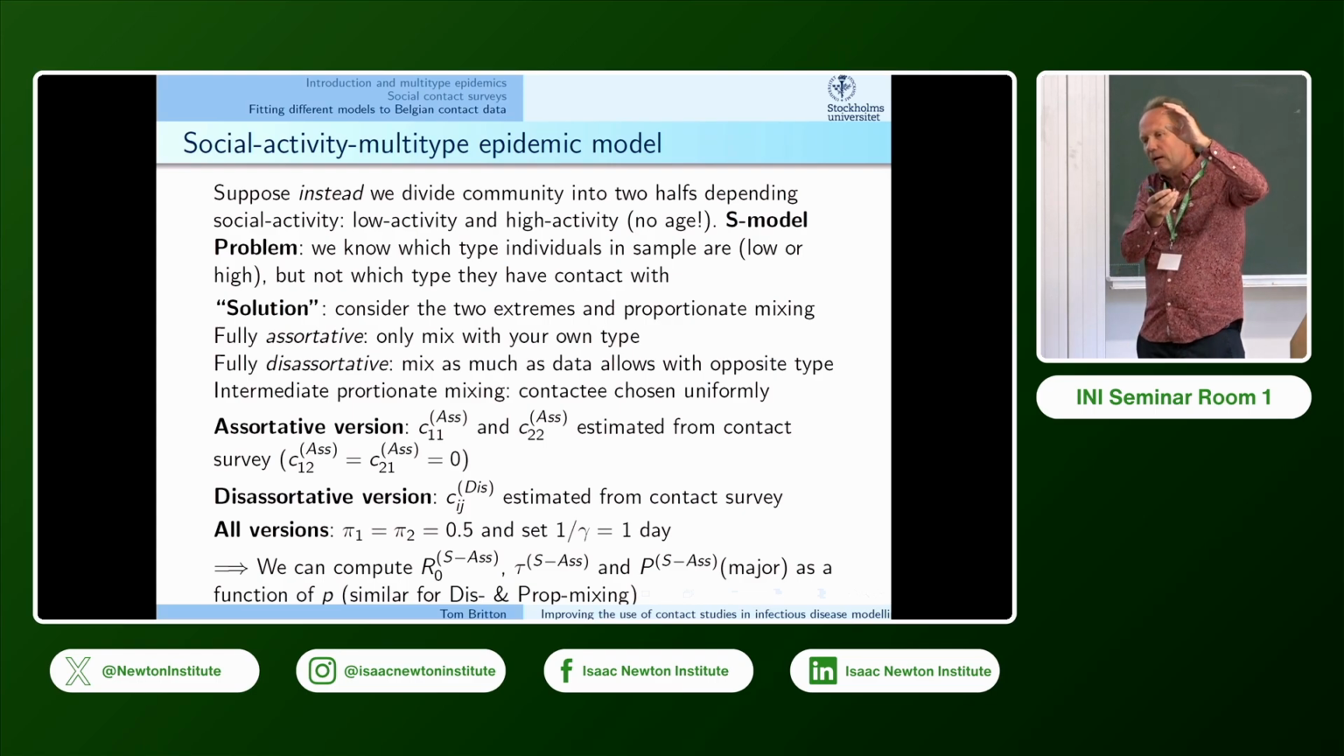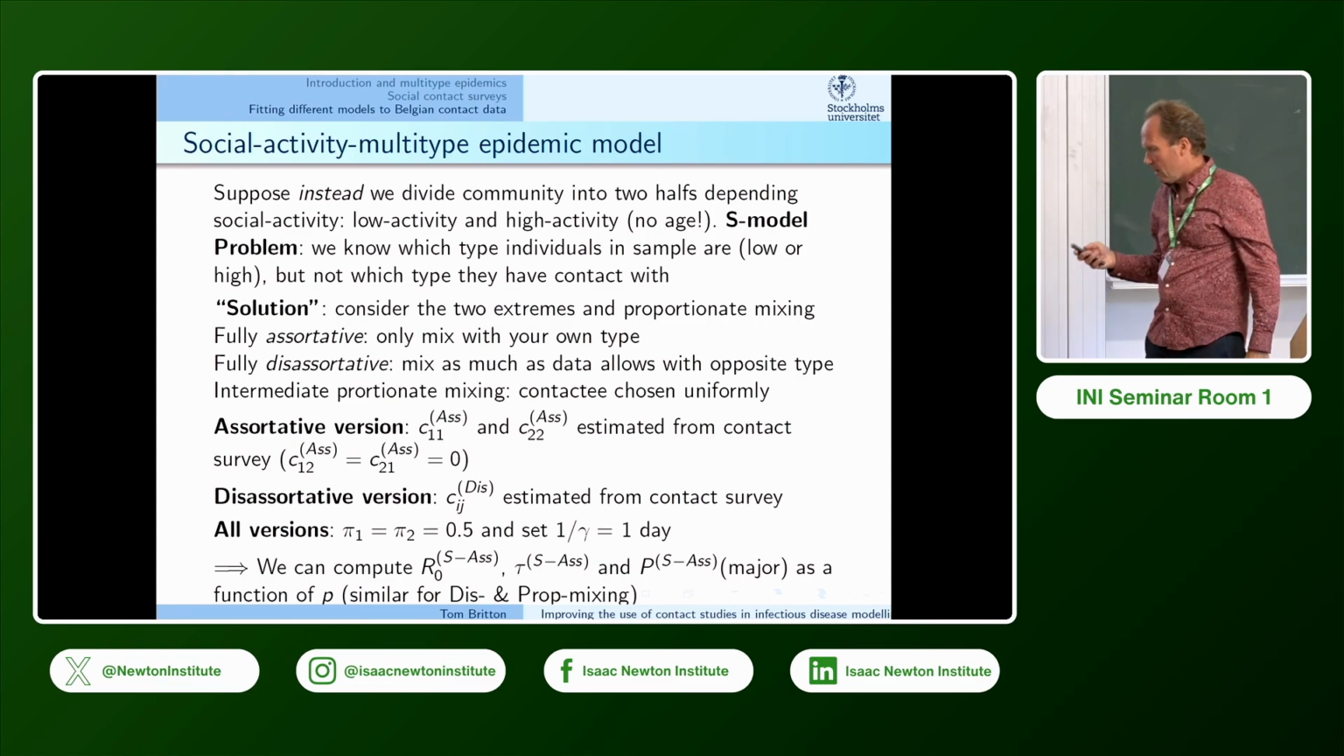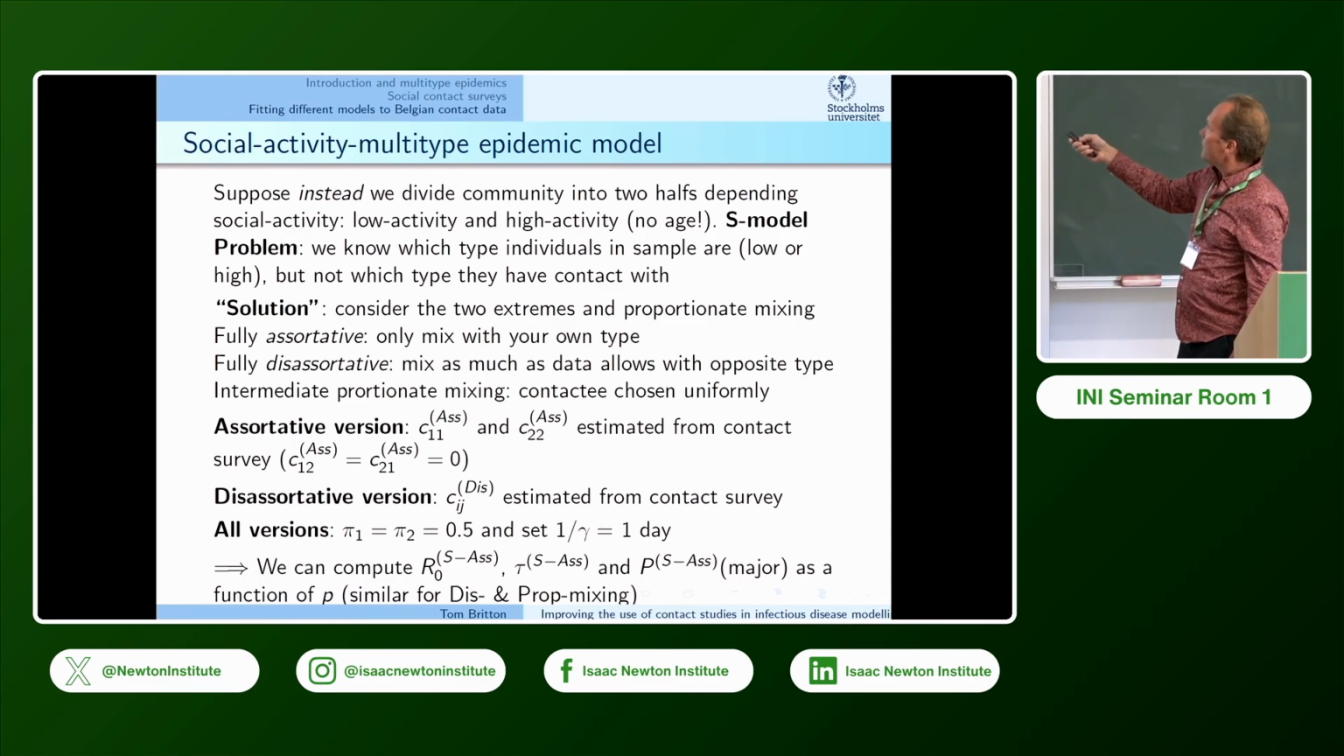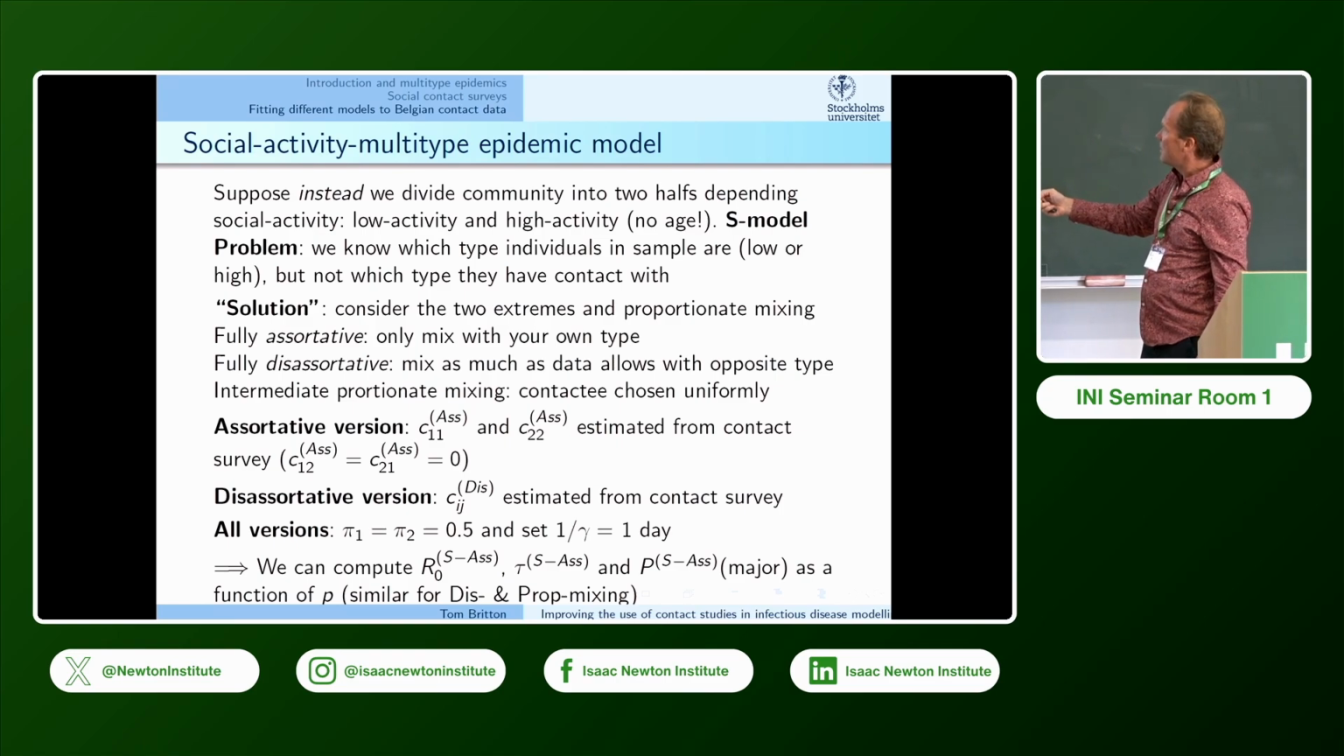So you mainly have contacts. If you're highly socially active, you have most of your contacts with a low social active. So this S model comes in two versions, the assortative model and the disassortative model. And we fit it to the data. We assume 50% of both, still a mean infectious period. And for that model, we can compute what is R0 and how many will get infected.